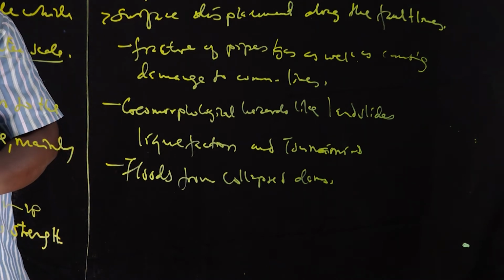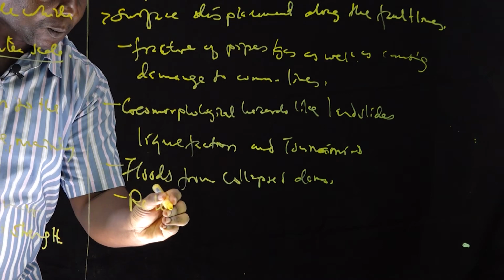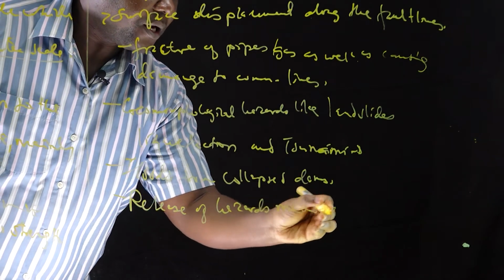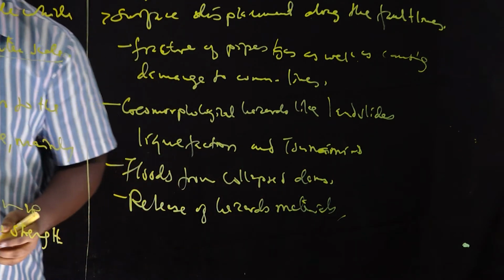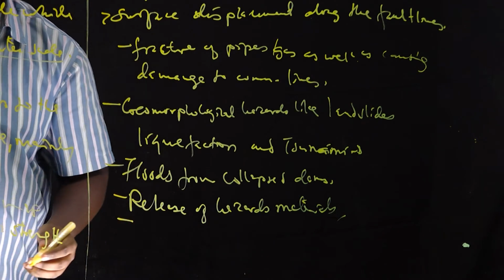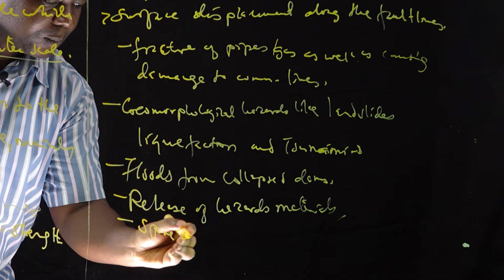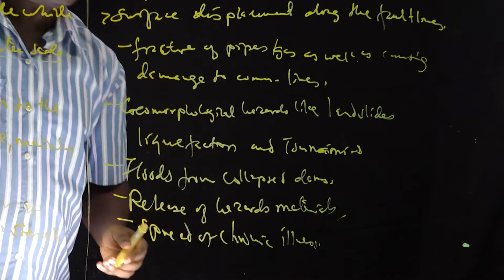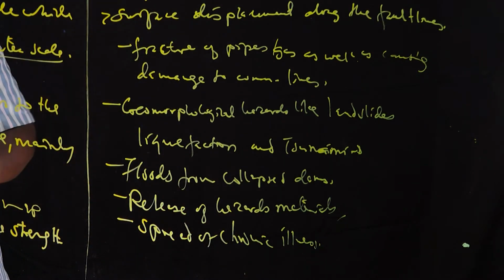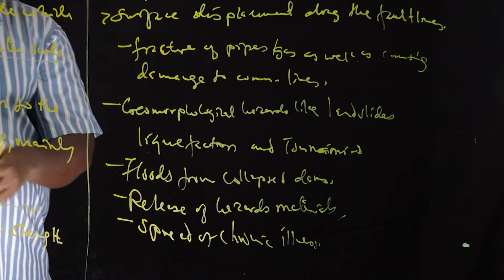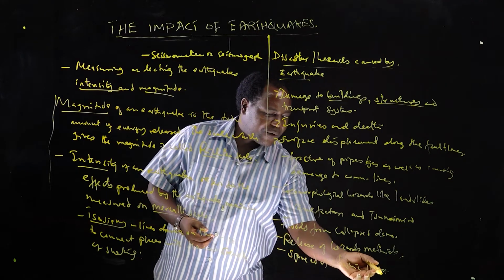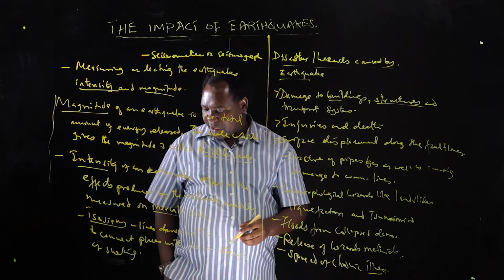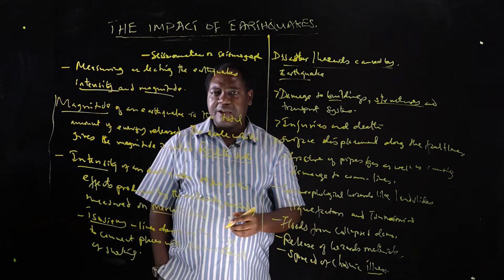Release of hazardous materials. Here we get ashes, gases, and so forth. And sometimes it can lead to spread of chronic illness. When we have the ashes being blown up, when we have dust in the atmosphere, sometimes they can cause some chronic illness to people. And therefore, having seen that, we have the factors affecting earthquake damage.